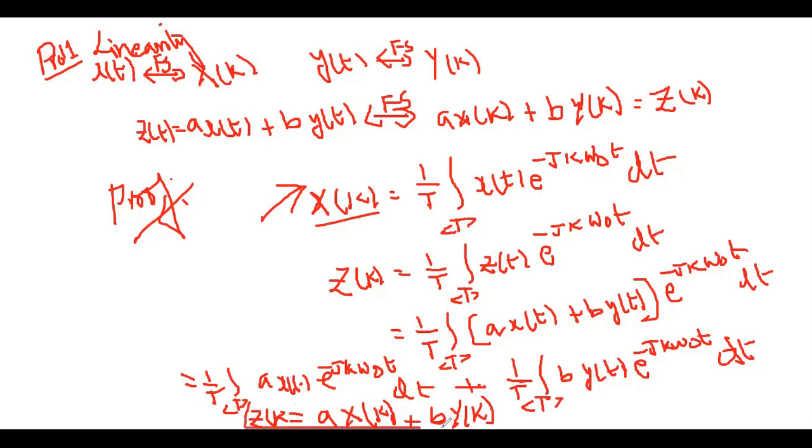So the linearity property: by taking the two signals x of t and y of t, adding them with constants a and b, and applying the Fourier series, we get a times x of k plus b times y of k. That is the first property, the linearity property.